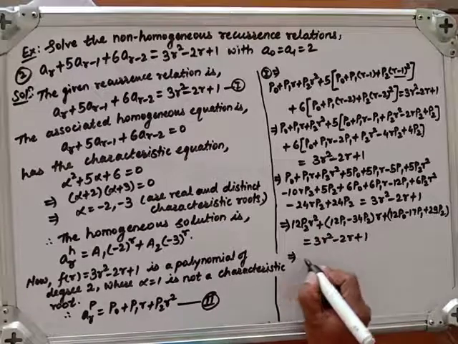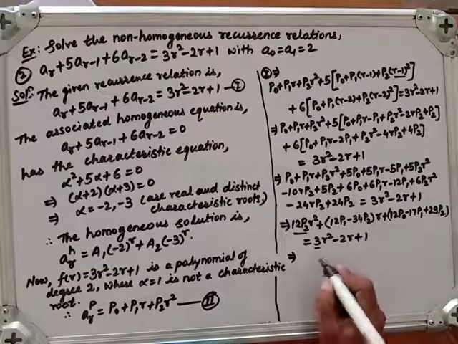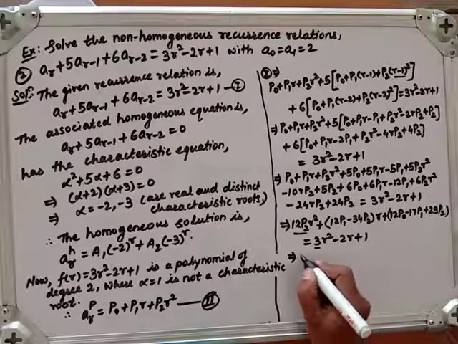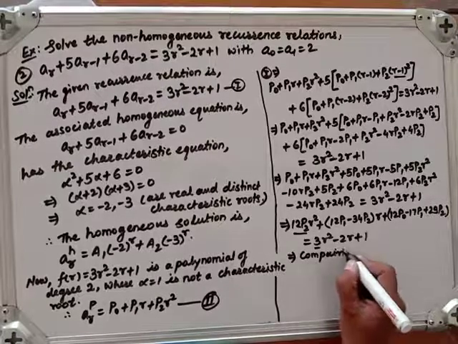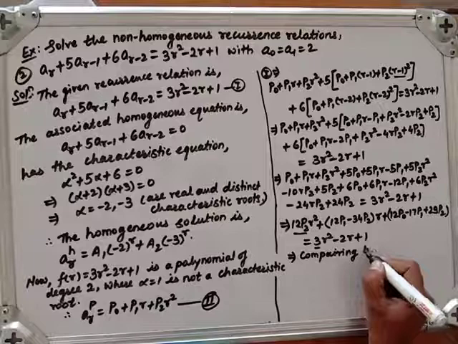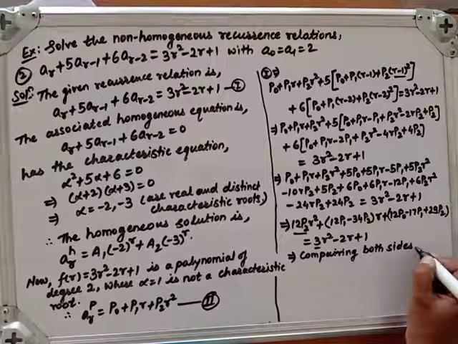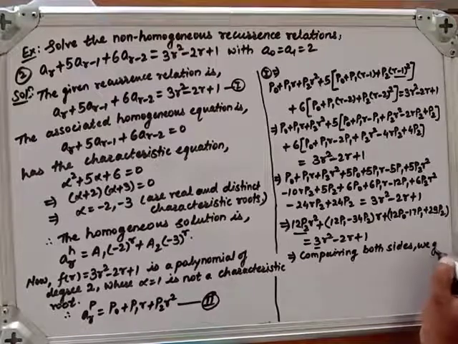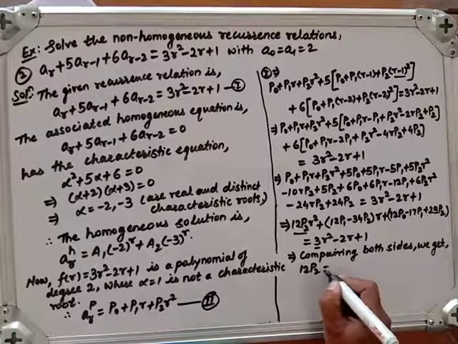Now simply we have to compare these two sides. So comparing both sides, we get 12 P2 is equal to 3.